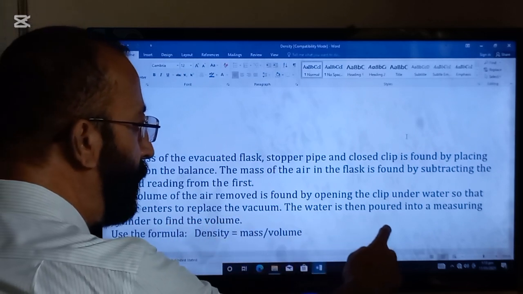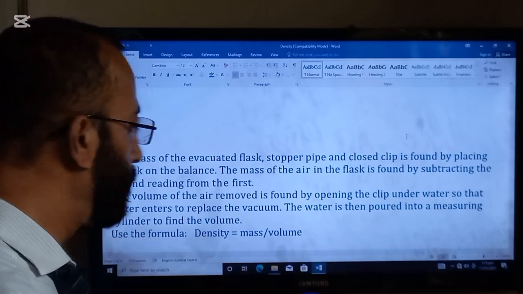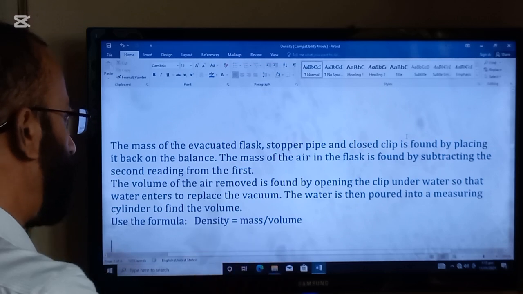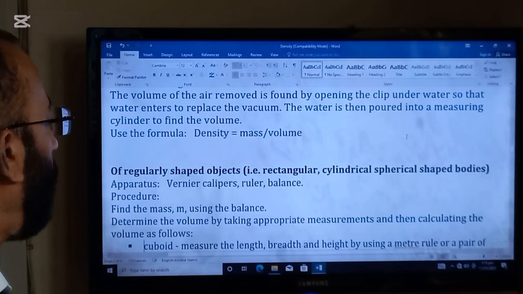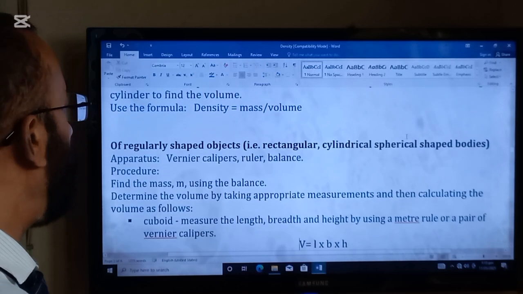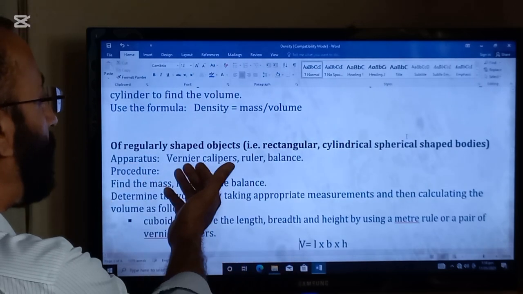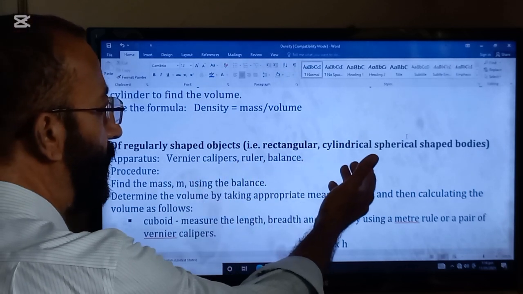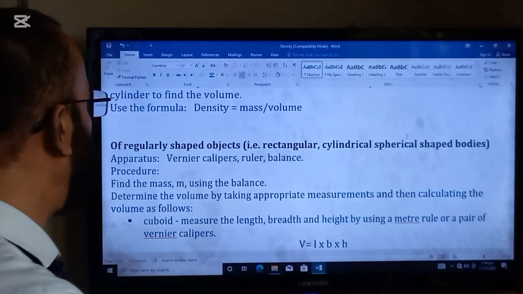The water is then poured into a measuring cylinder to find the volume. And using this formula will give you the density of the gas. Now we are going to learn the method of finding density of regularly shaped objects, for example, rectangular, cylindrical, spherical shaped bodies, etc.